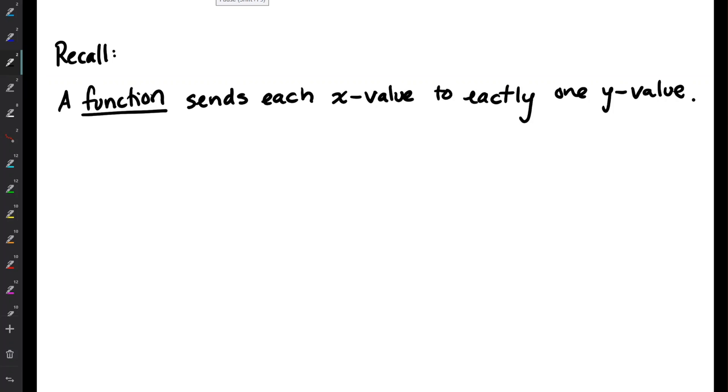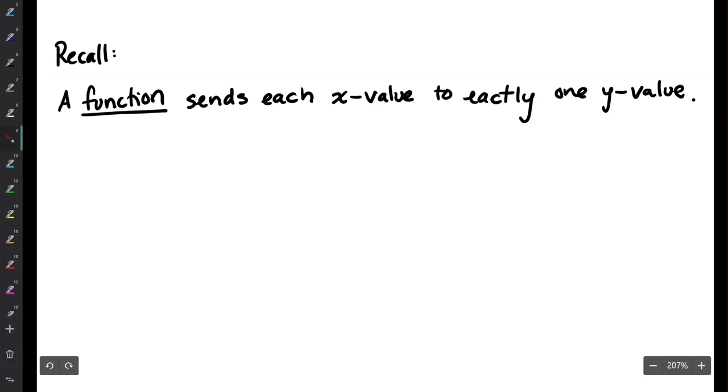In this video, I'm going to be talking about what an inverse function is to help you do your 12.2 homework. I will do 12.2 homework examples in separate videos.